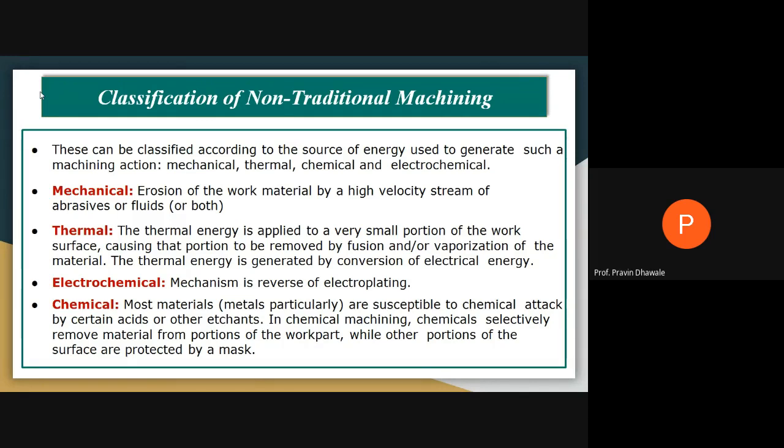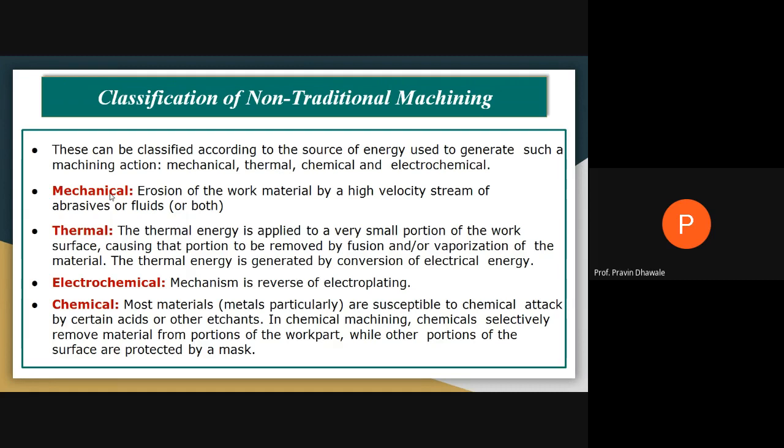It may be based on mechanical energy, thermal energy, chemical energy, and a combination of these. So, according to the source of energy used to generate the machining action in a non-traditional machining process, these processes are classified as mechanical machining process, thermal machining process, electrochemical machining process, and chemical machining process.